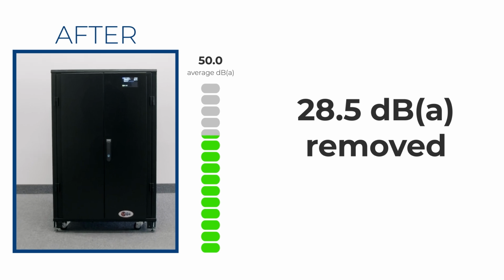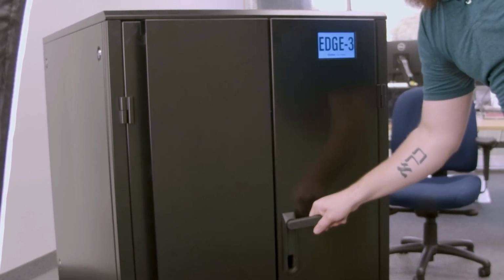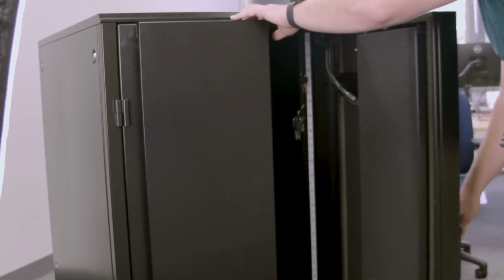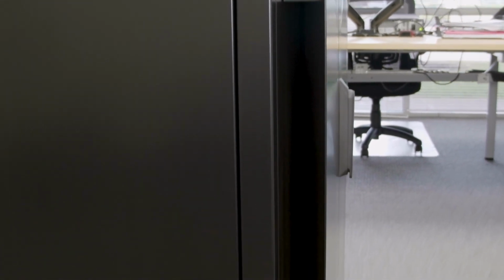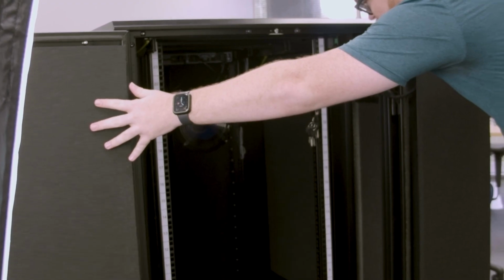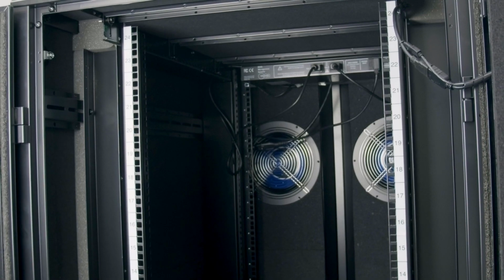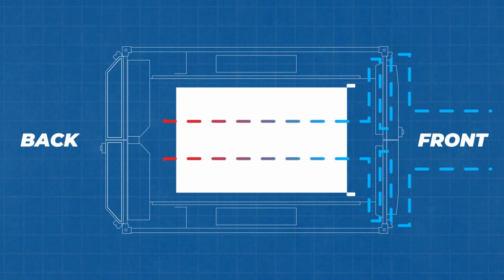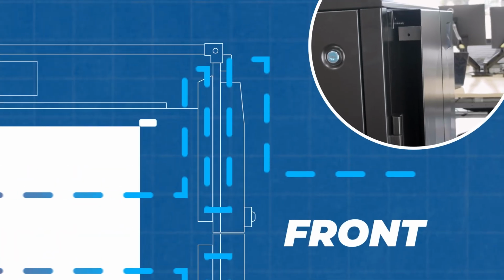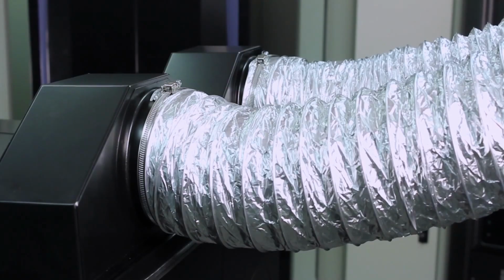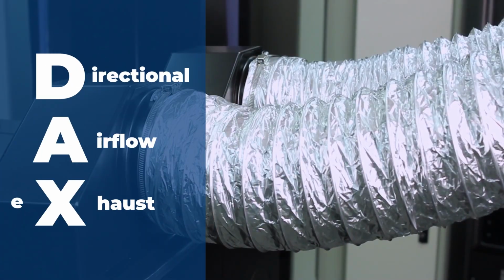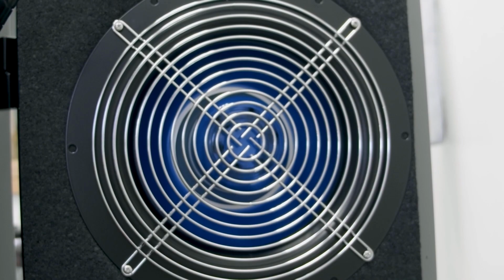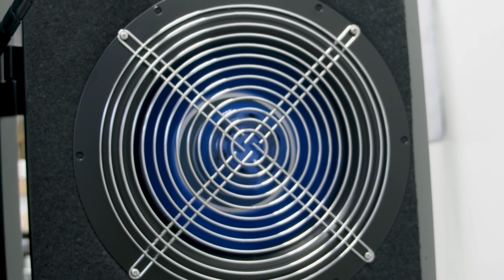So how does this work? How can the Edge 3 maintain its sound attenuation while at the same time allow for proper airflow? This airflow is accomplished by the unique air channels built into the enclosure. The rear doors of the Edge 3 have fans that operate as needed to pull air out of the room from the sides of the rack's front doors, through the rack, and back into the room, or into the wall or ceiling with an optional DAX kit. With this design, your server rack will maintain appropriate airflow without sacrificing sound attenuation.